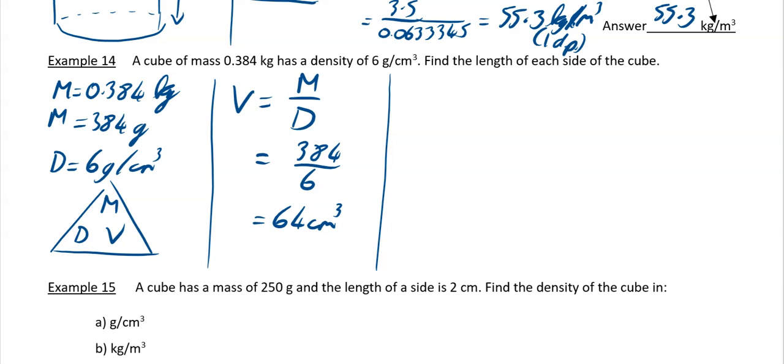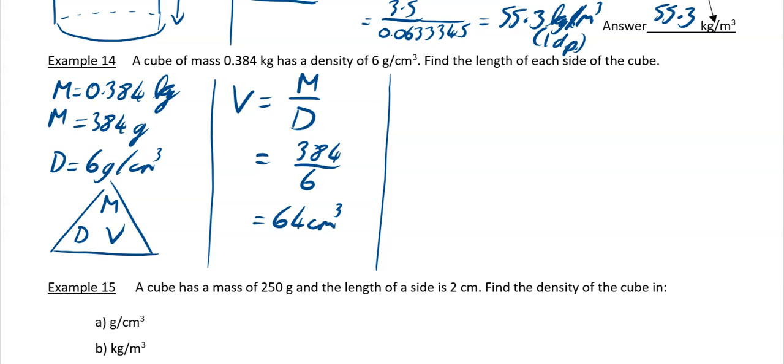Okay, so if you've got 64 centimeters cubed as your volume, you've got the bulk of the marks of the question, but you haven't got all of the marks. Read the question again, and it is good exam practice to always read the questions. It says, a cube of mass 0.384 kilograms has a density of 6 grams per centimeter cubed. Find the length of each side of the cube. So it doesn't actually ask us to find the volume, it asks us to find the length of each side of the cube.